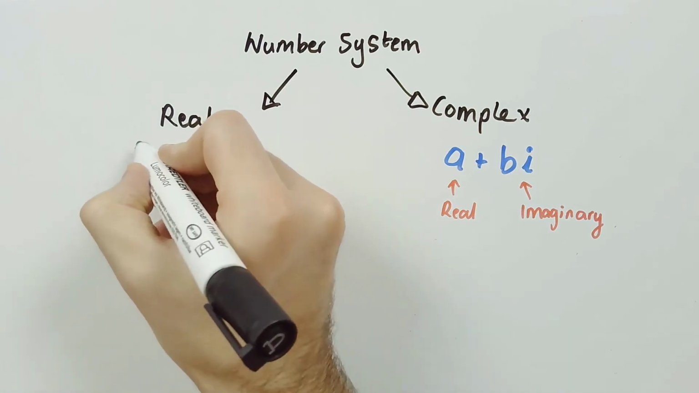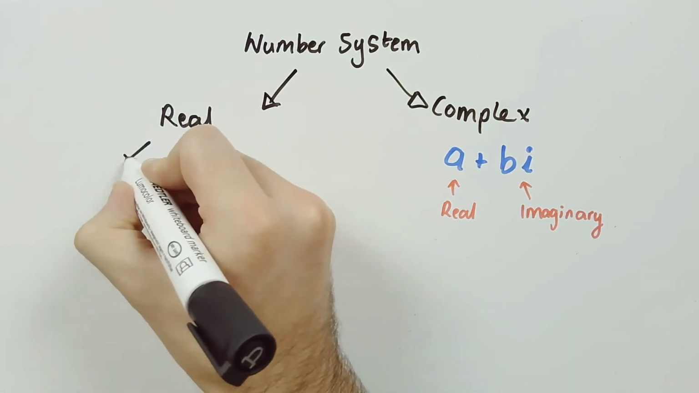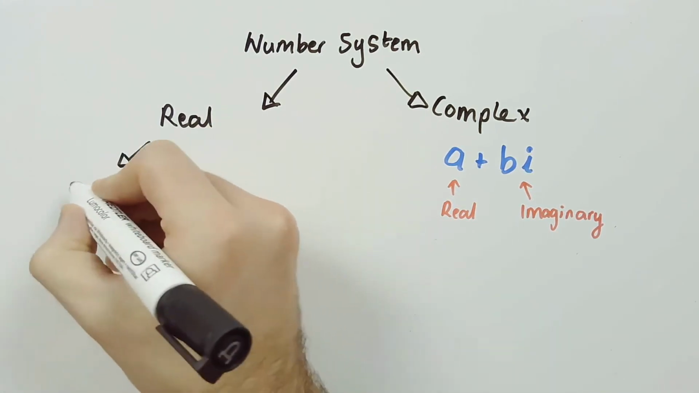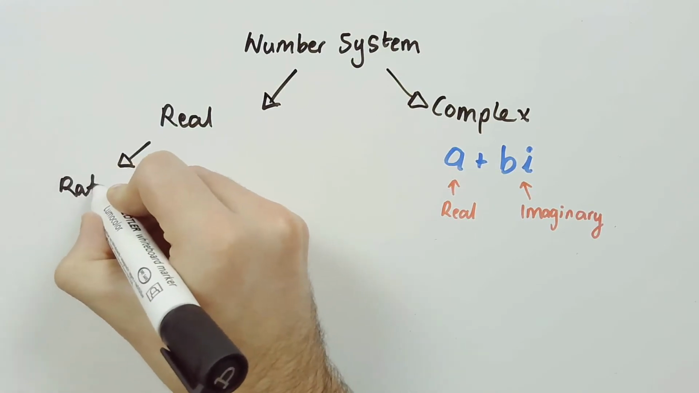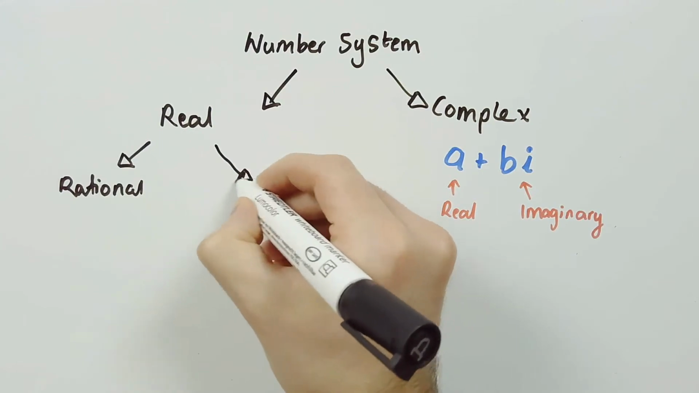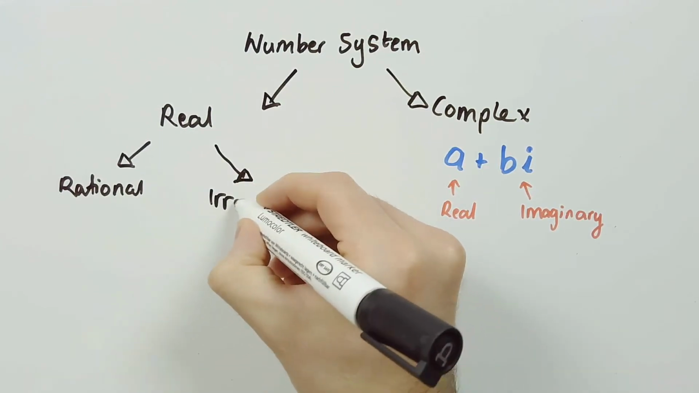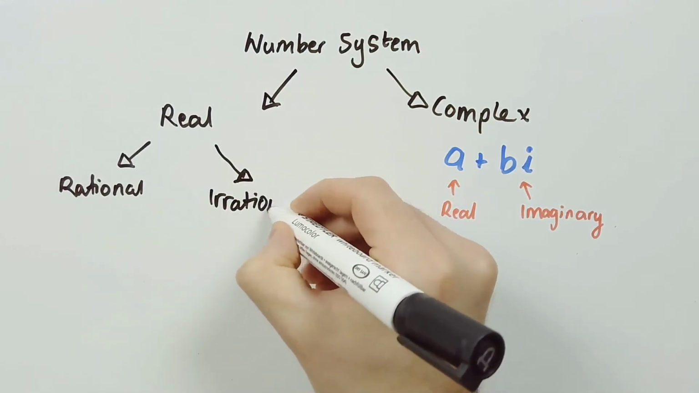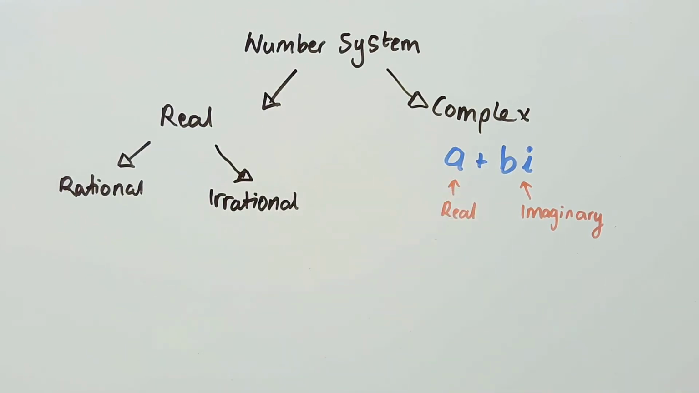So next, real numbers can be broken down into two more categories. You've got rational numbers, and then you've got, you guessed it, irrational numbers. So these you might be a little bit more familiar with.